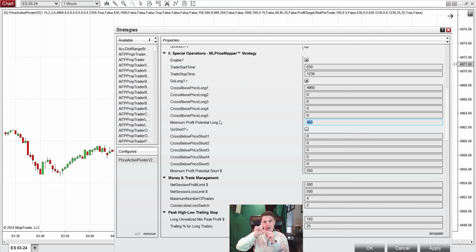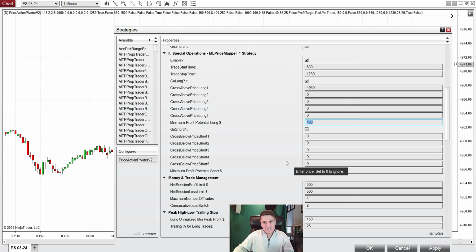Does it have at least $400 worth of room? Then I'm interested in systematically entering this trade. That's why I said it'll automatically do that, but you don't even have to think about it. You can determine that up front. You can say, look, if it's got at least $400 worth of room, I'm interested in taking that trade.